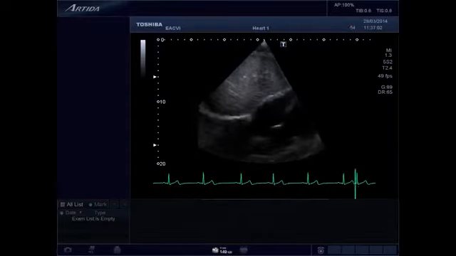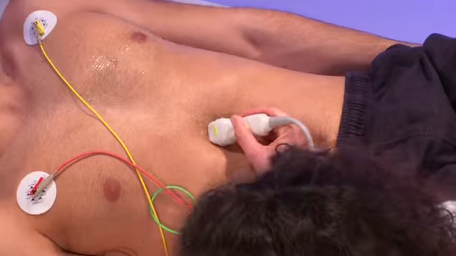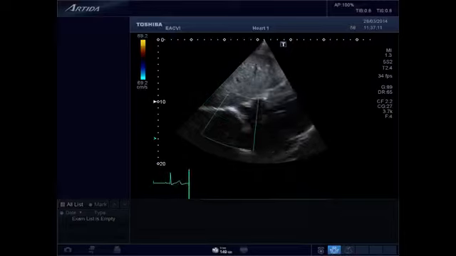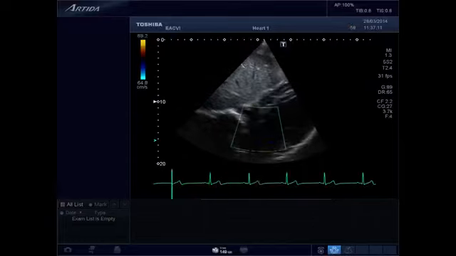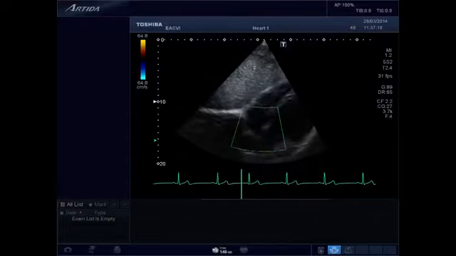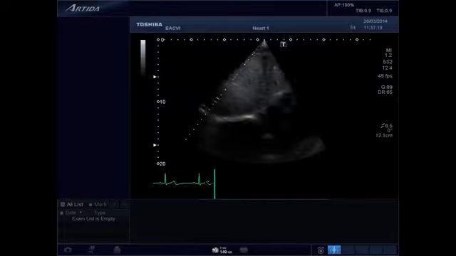So I will ask you to breathe out a bit, and to stop for a bit, and I will assess the flow. So I can't see any abnormal flow here. Okay. So you can breathe.